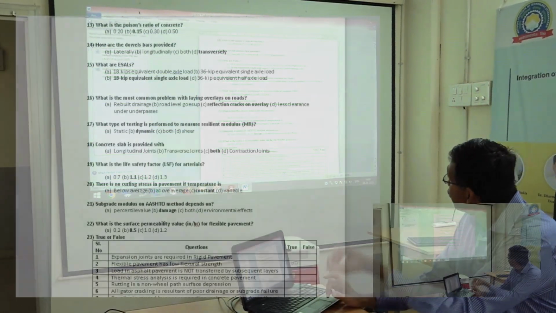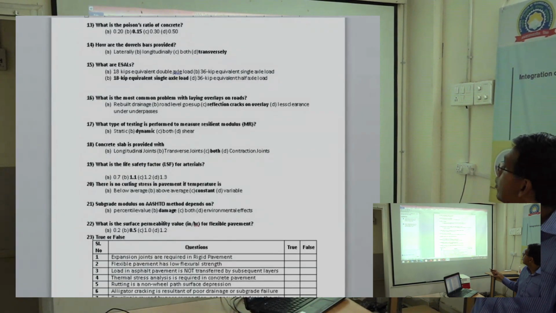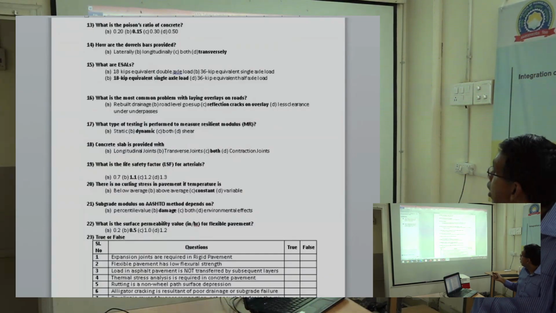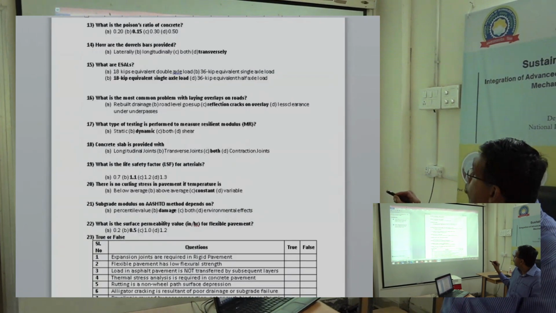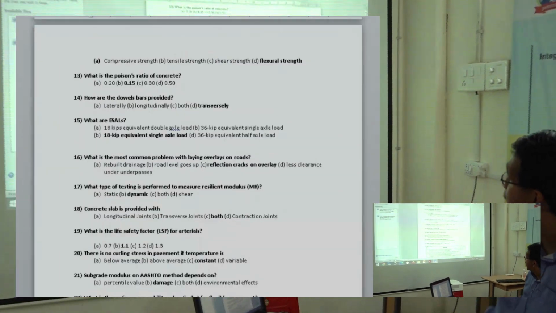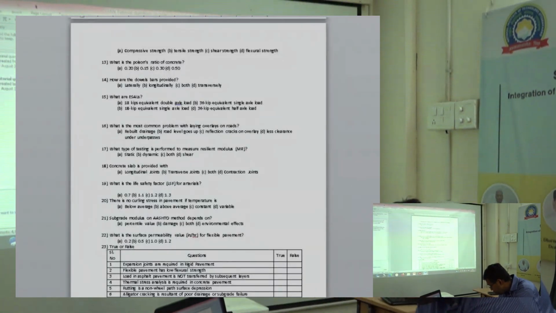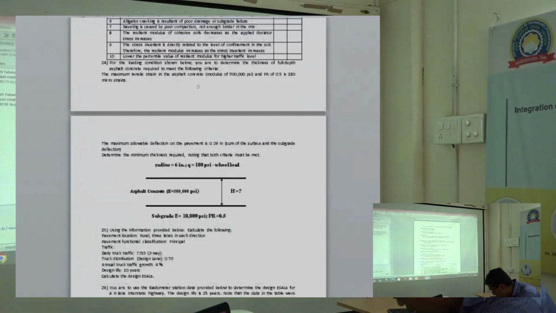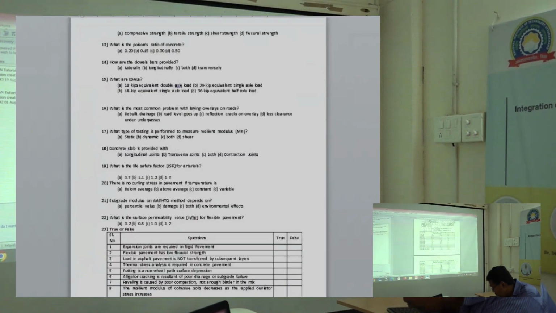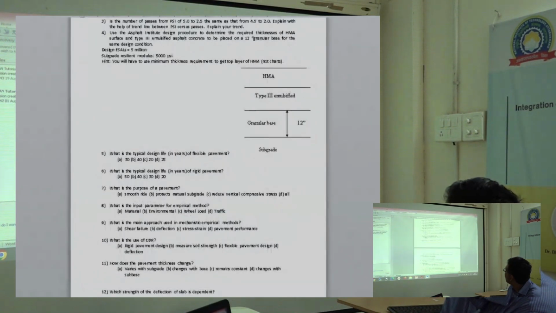Right here, so Poisson's ratio of concrete, and then you have dowel joints, right? Then this one, ESALs is given to you. Right here, so this is very critical. What is the most common problem with overlays? Reflection cracks on overlays, right? And then, let me increase the size a bit.